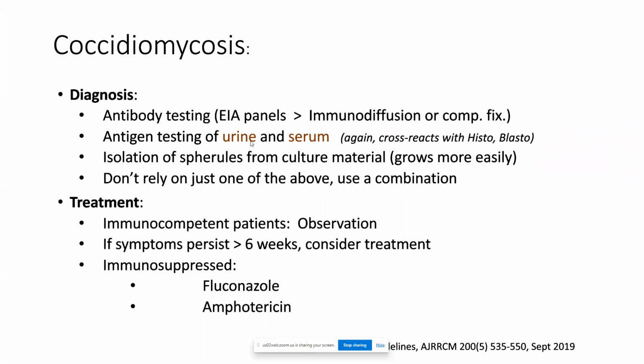There are some antibody tests you can do, but there's antigen testing that is becoming more and more useful. Again, it cross-reacts with histo and blasto. Those little spherules I showed you on the other slide, that's great if you can see them, and it also grows easily. But don't rely on just one of these. Like with blasto, use a combination of diagnostic criteria. Most patients you can just observe. You don't need treatment, but if you're immunosuppressed, fluconazole, maybe ampho if you're really sick. That's coccidio.